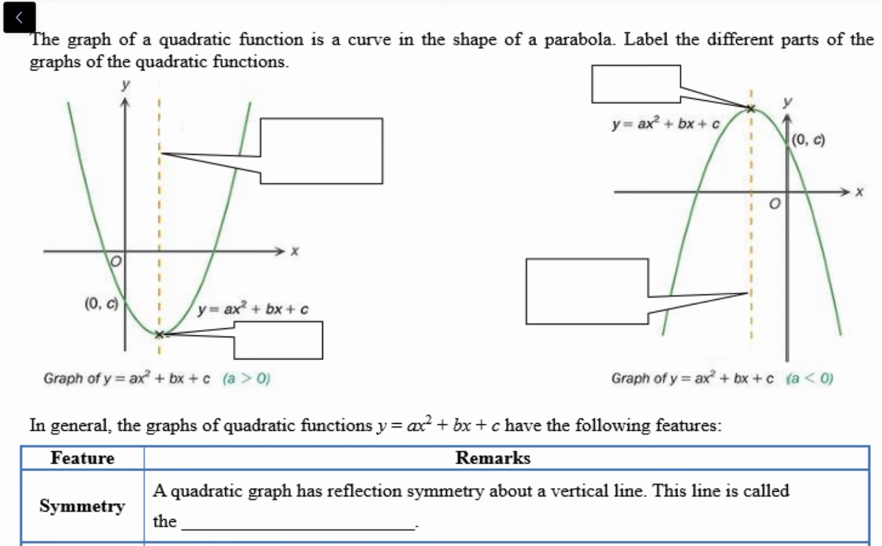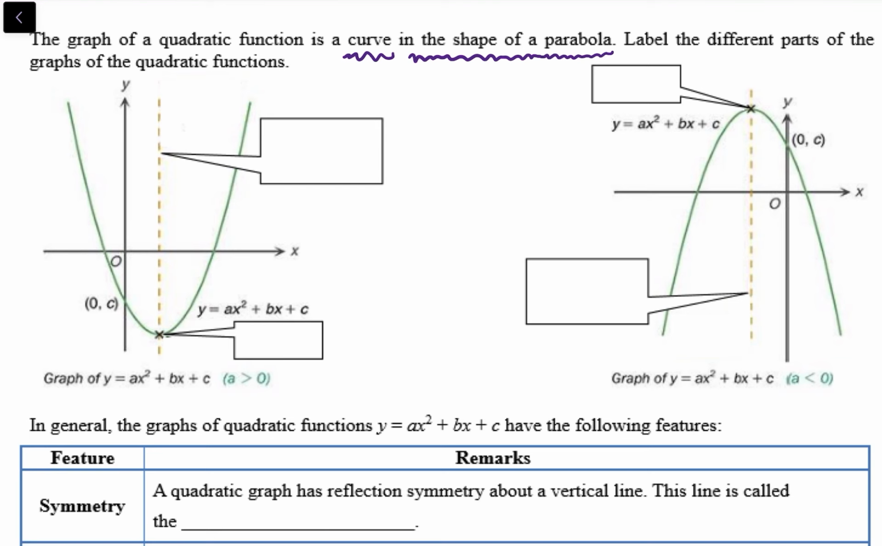Next, we are going to see what the graph of a quadratic function looks like. It's in the shape of a parabola, and it's a curve. Parabola, 拋物線. So we are going to look at the different parts of the graph of the quadratic function.